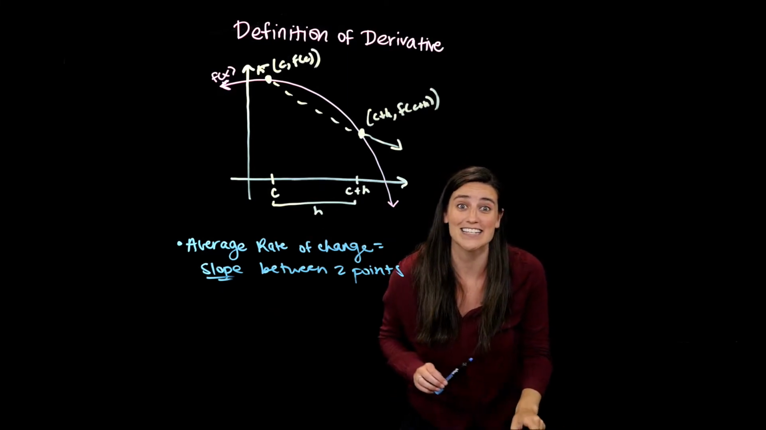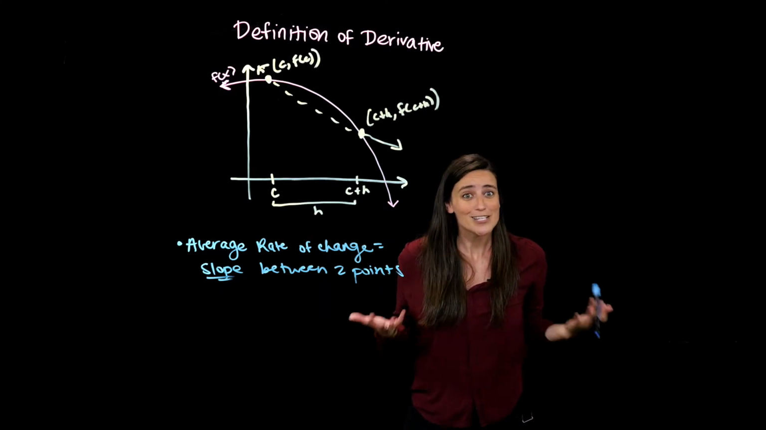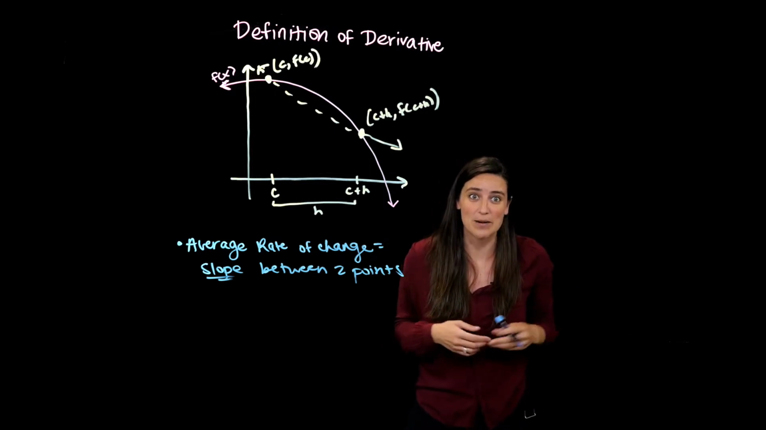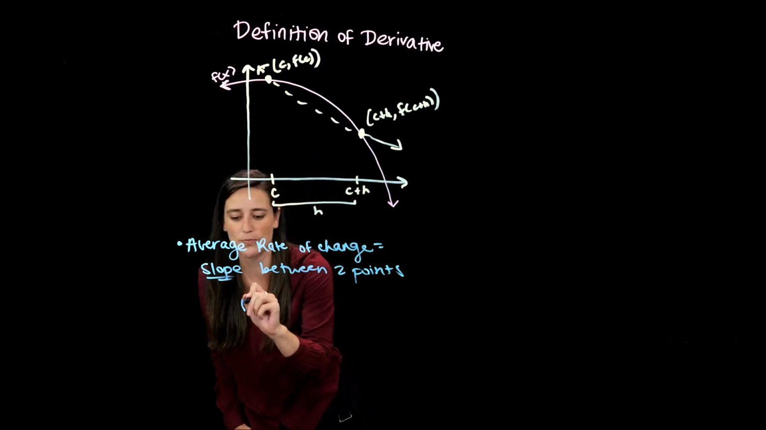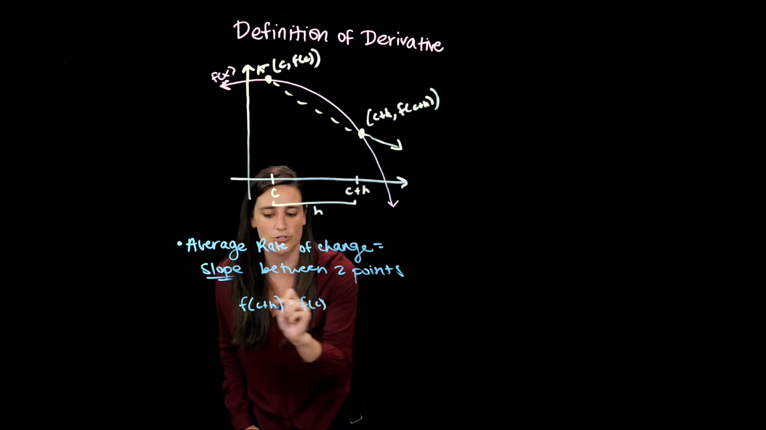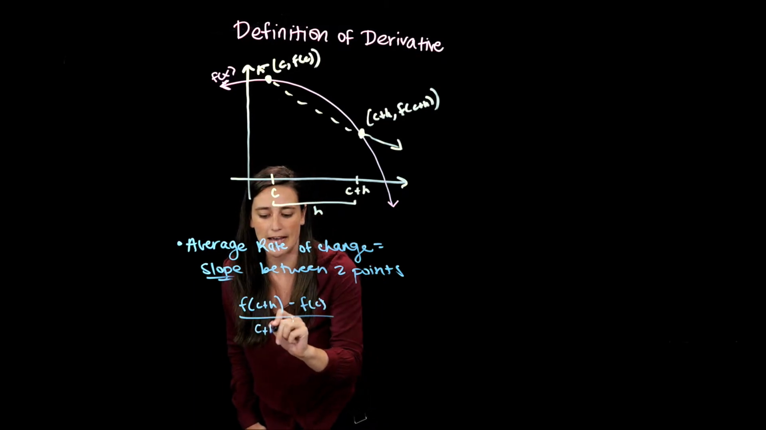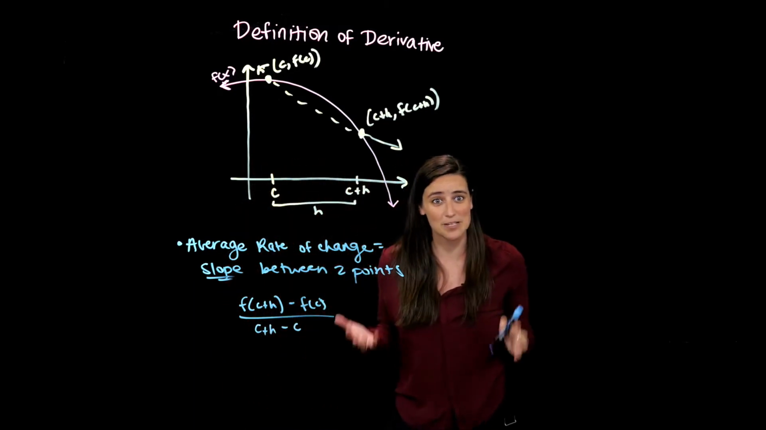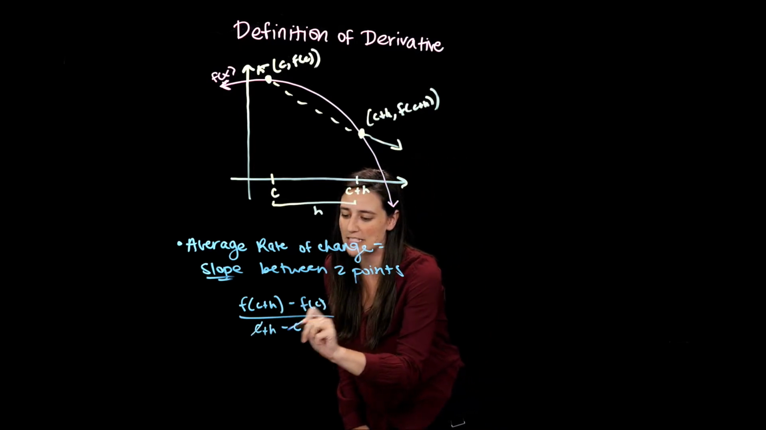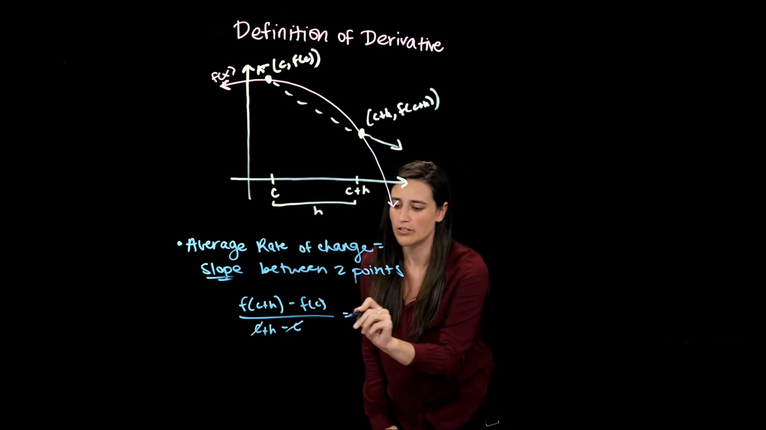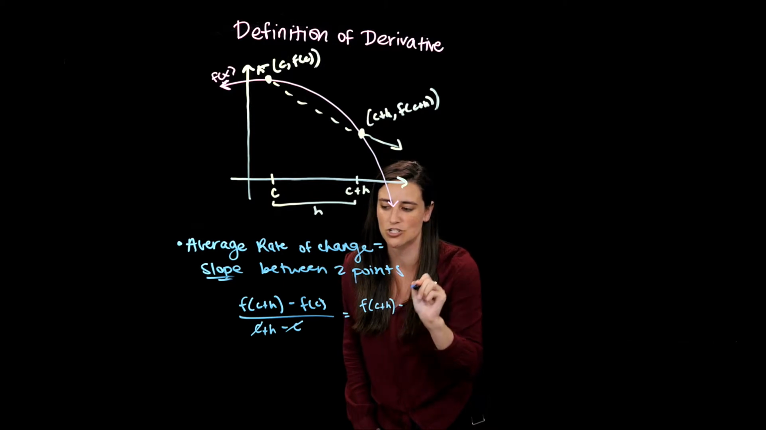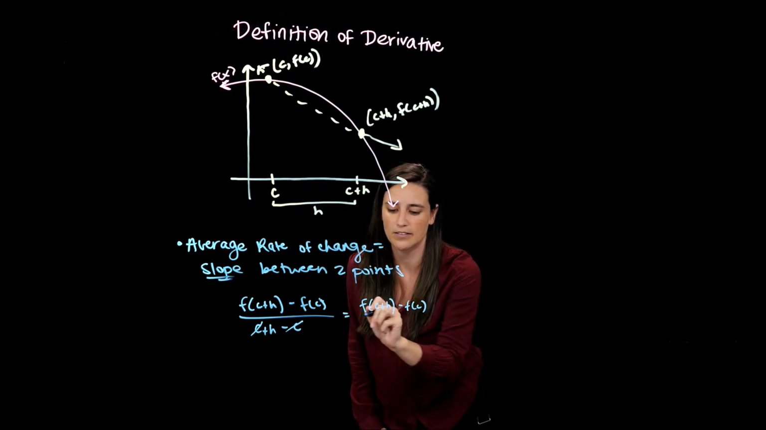If I want to find the slope between those 2 points, slope is just how you found it in algebra class. It is the change in y divided by the change in x. So the slope would be f of c plus h minus f of c, that is your change in y, divided by your change in x, c plus h minus c. And we can simplify here. I have a positive c and a minus c. So more simply, the average rate of change would be f of c plus h minus f of c divided by h.